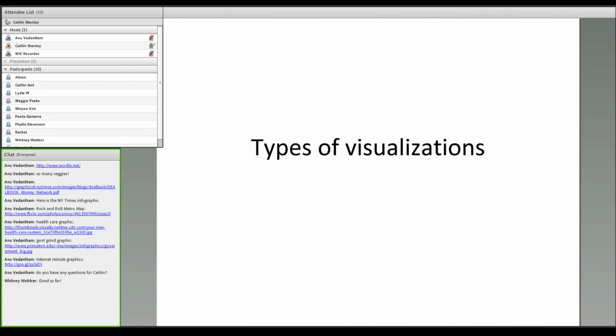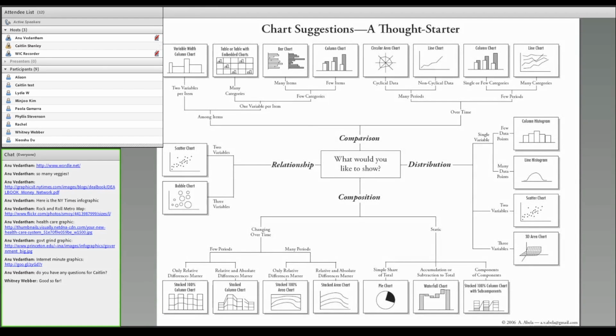So again, infographics may have one kind of dominant image in the middle, but they're usually several different types of visualizations all grouped together. So this is a sort of flow chart for choosing visualization. It starts in the center. What would you like to show? So are you talking about a relationship? Are there variables that you're trying to show how they relate to each other? Are you doing a comparison? Are you showing how things are distributed? Or are you doing a composition?